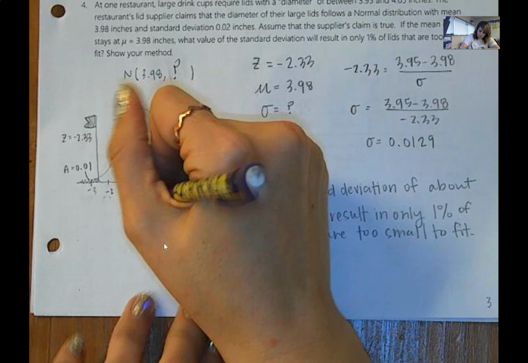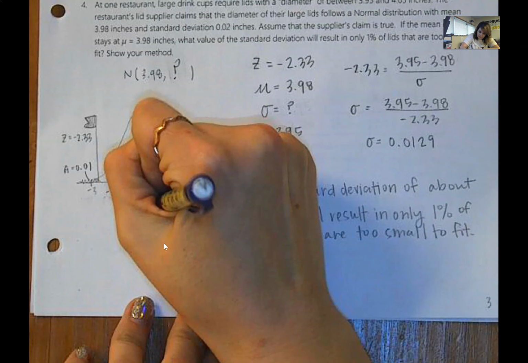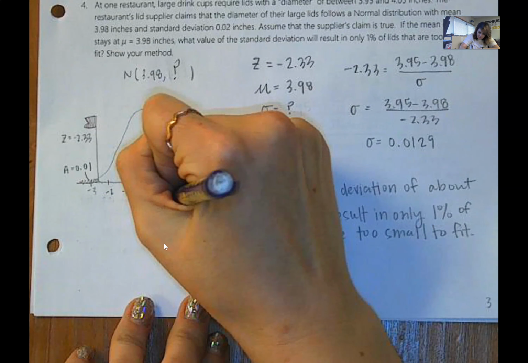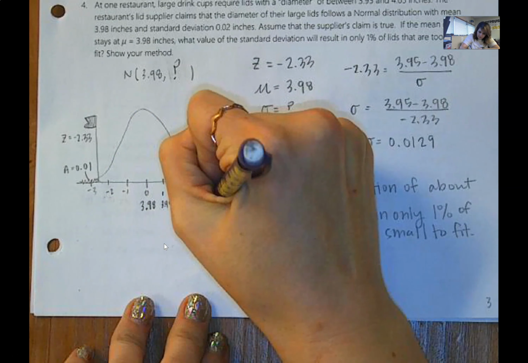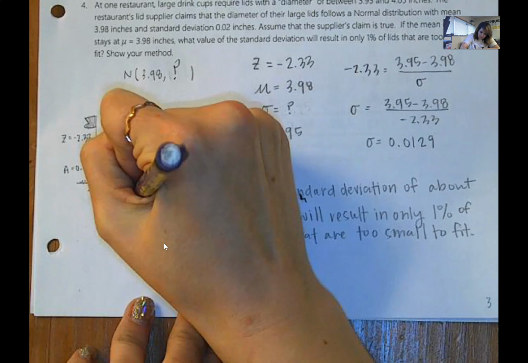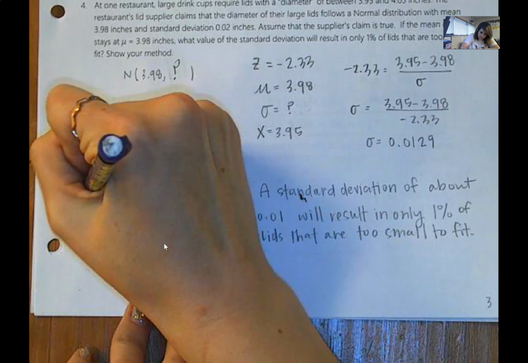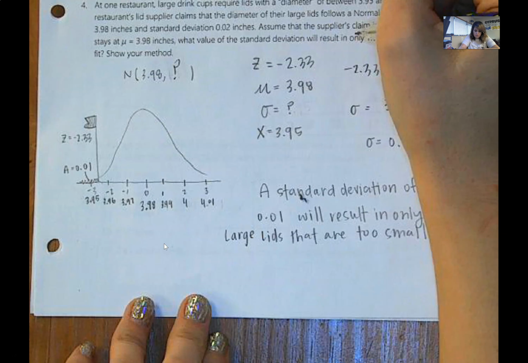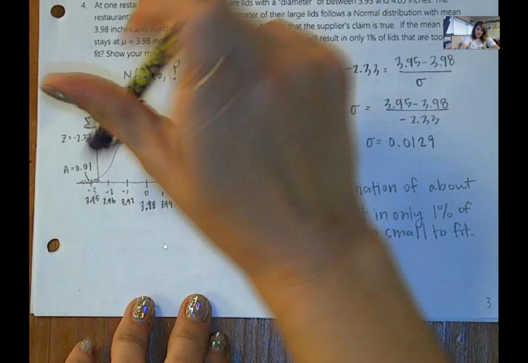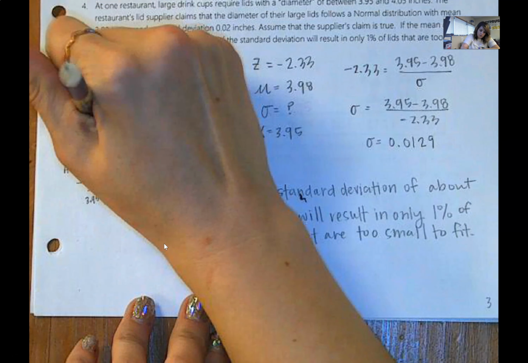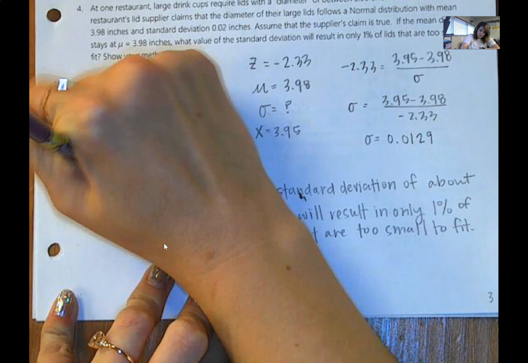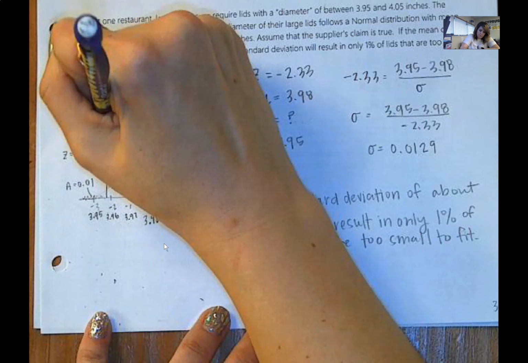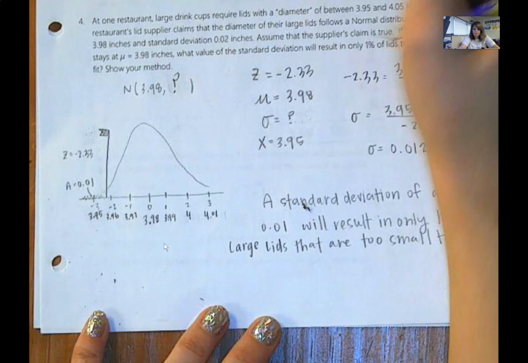So let's see if this makes sense. This would be 398. This would be 399, 401, 397, 396, 395. So my flag is a little bit too far over. My flag should be closer. My flag should have been a little bit closer to the 2.